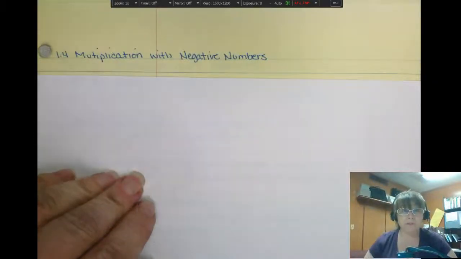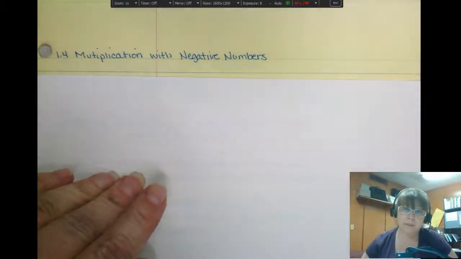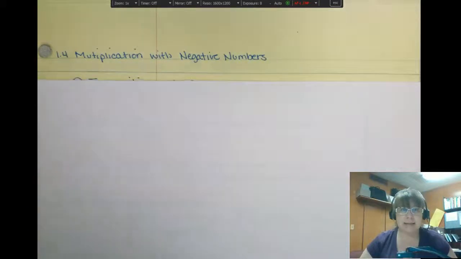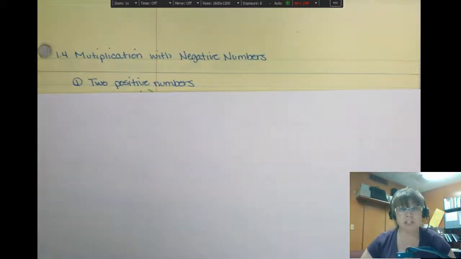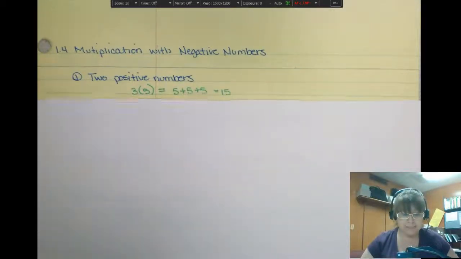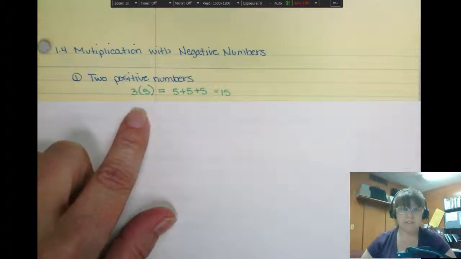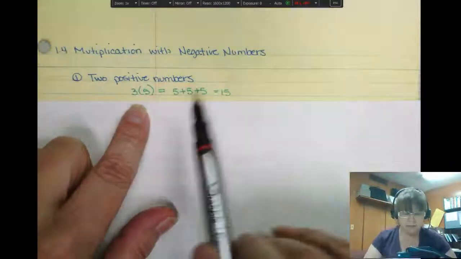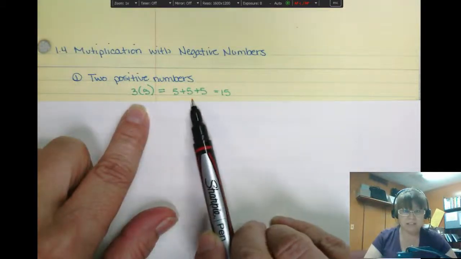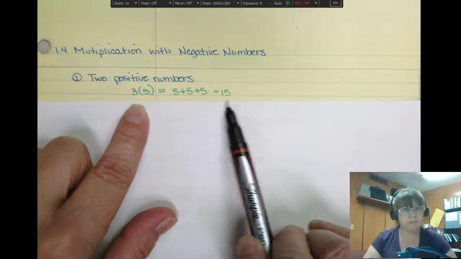Welcome to Lecture 1.4, Multiplication with Negative Numbers. So let's take a step back and think about two positive numbers. If you remember, multiplication is the shorthand of addition. So for example, 3 times 5 means 3 5s: 5 plus 5 plus 5, which would be 15.